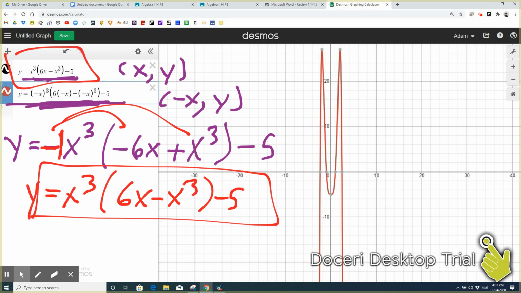So there you go. You just showed it has y-axis symmetry, and you don't even need the graph. You just showed that for every point x, y, there's a point negative x comma y. If you wanted to show it had x-axis symmetry, you do the same thing, but you would replace y with negative y and not touch x. If you wanted to show it had symmetry about the origin, you replace x with negative x and y with negative y, and you'd be done.